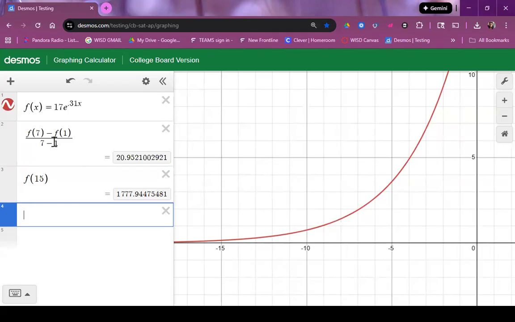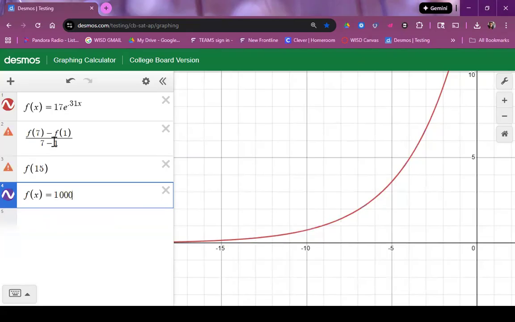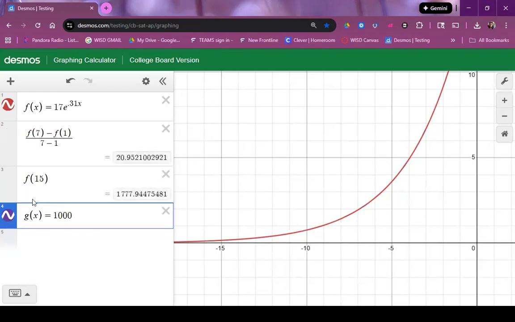Next, I said, what if I told you about bacteria? I'm asking you, and I said there's 1,000 bacteria. When I'm giving you the bacteria, I'm giving you your f of x. I'm asking you when f of x equals 1,000. And when I ask you about when f of x equals 1,000, I need to call this something else so that it doesn't get confused. Remember, you can rename your functions. Functions can be called multiple things.